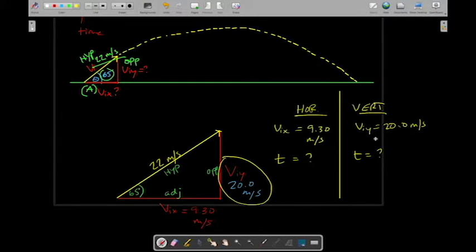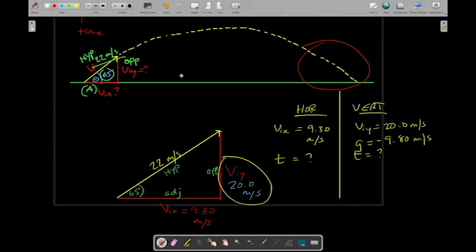We also know that gravity is also taken into account. That is negative 9.80 meters per second squared. Now I do want to bring your attention to this side of the drawing in particular.